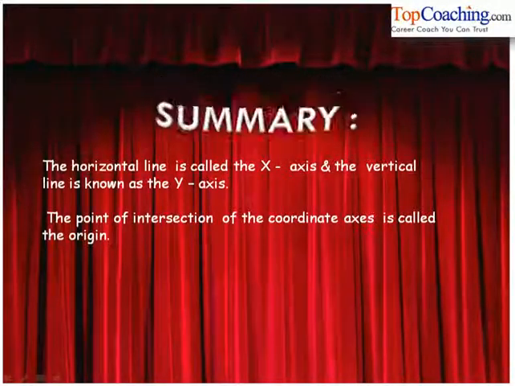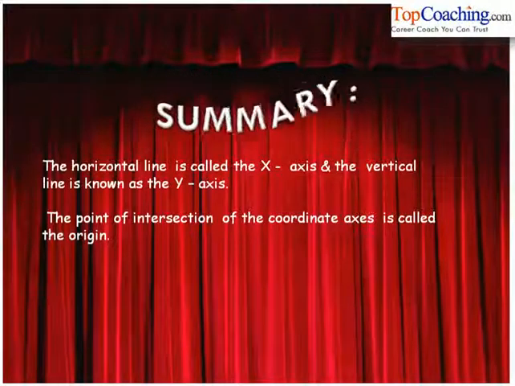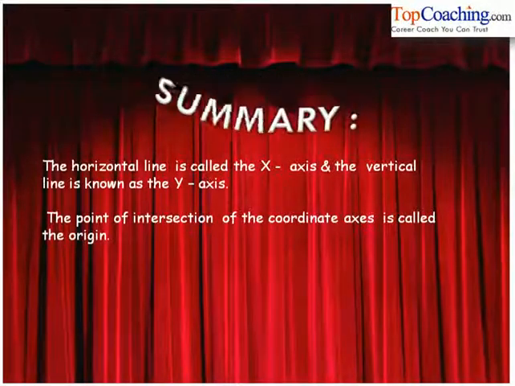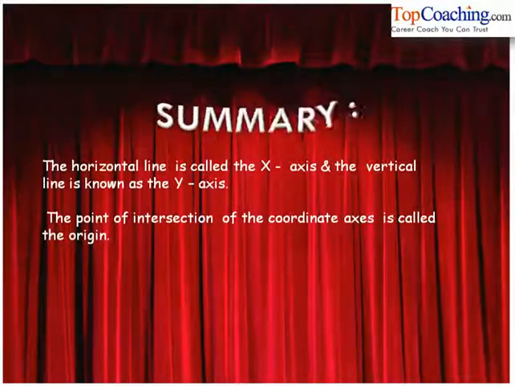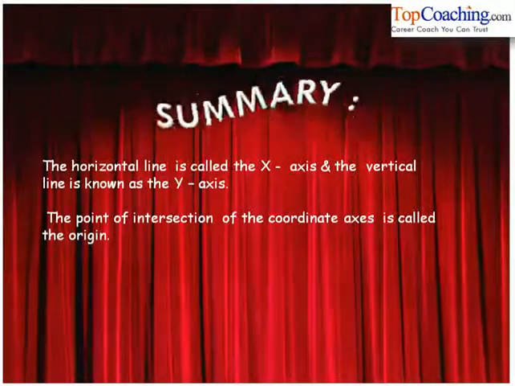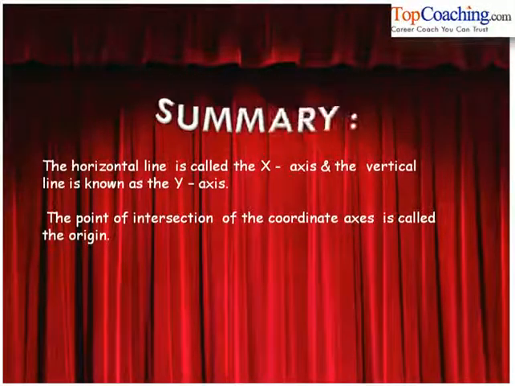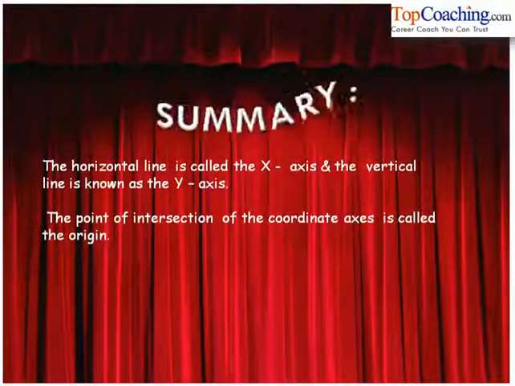So the horizontal line is known as the x-axis and we call the vertical line the y-axis. Also, the point of intersection of both these axes is called the origin, and this is actually the reference point through which all the distances are measured.